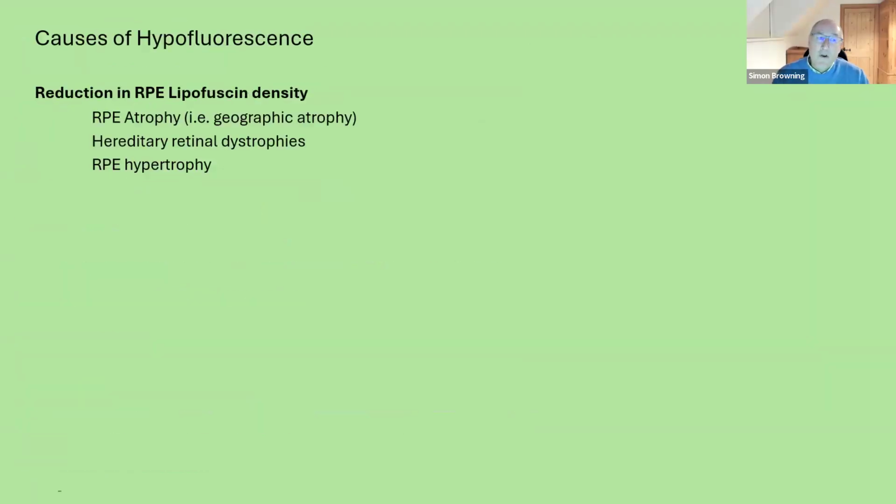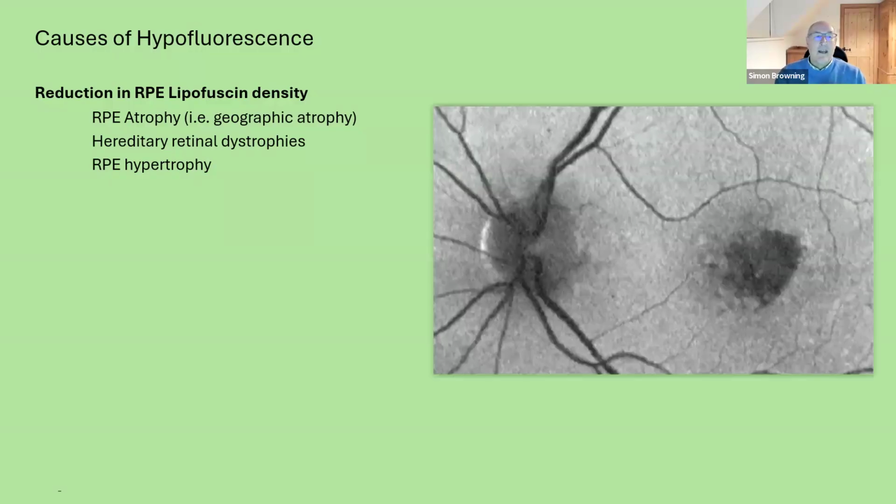Some of the causes of hypofluorescence, well, the obvious one is geographic atrophy. There's no metabolic activity there, so there's no lipofuscin being formed. Hereditary retinal dystrophies, so a lot of the rod cone dystrophies will all show hypofluorescence, and they also are very much characterized by a line all around the outside, a very diffuse area of hyperfluorescence, a penumbra of hyperfluorescence, and RPE hypertrophy.